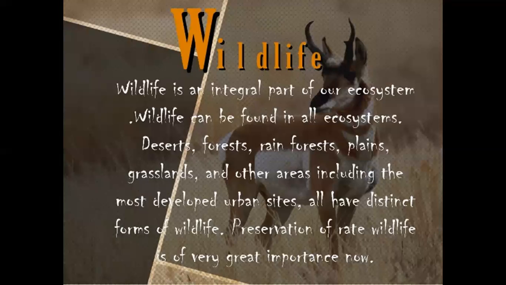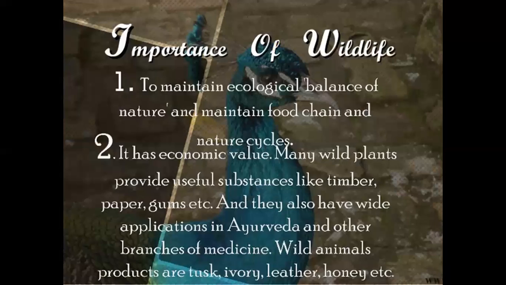Now, let's talk about wildlife. Wildlife is an integral part of our ecosystem. As we all know, wildlife can be found in all ecosystems: deserts, forests, rainforests, plains, grasslands, and other areas, including the most developed urban sites. All have distinct forms of wildlife. So, preservation of wildlife is of very great importance.